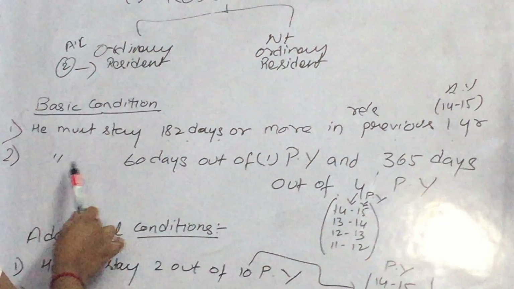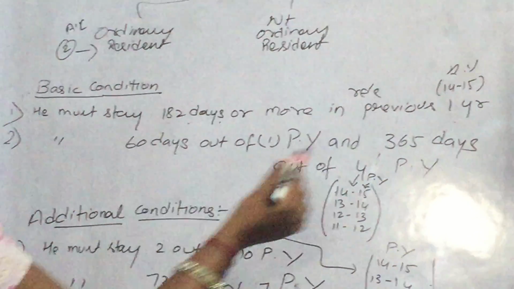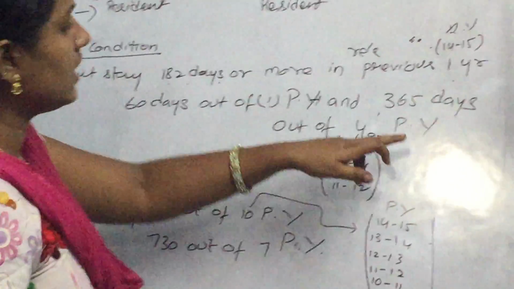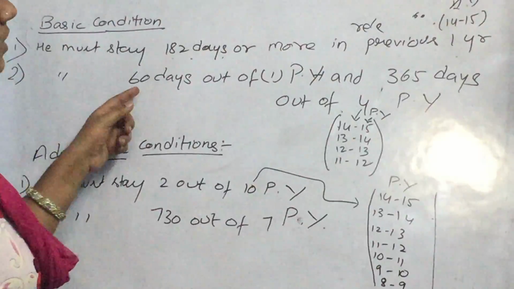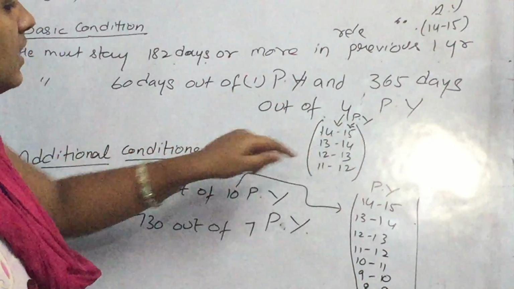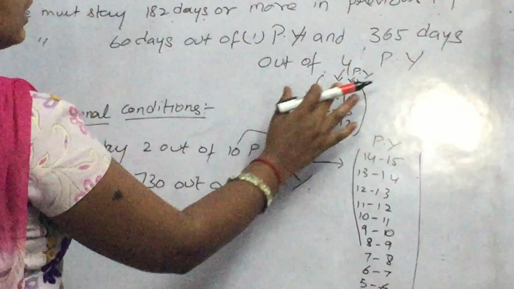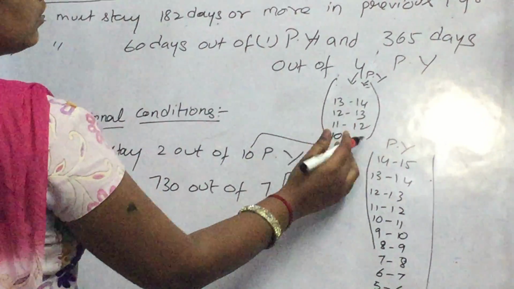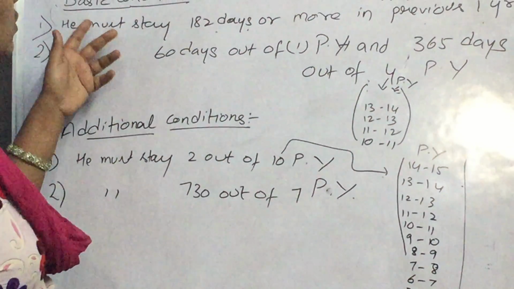The second basic condition is that he should be in India 60 days in the last year, plus 365 days out of the 4 previous years. What are the 4 previous years? 14 to 15 is already over, so 13 to 14, 12 to 13, 11 to 12, 10 to 11. These are the 4 previous years. So these are the two basic conditions.